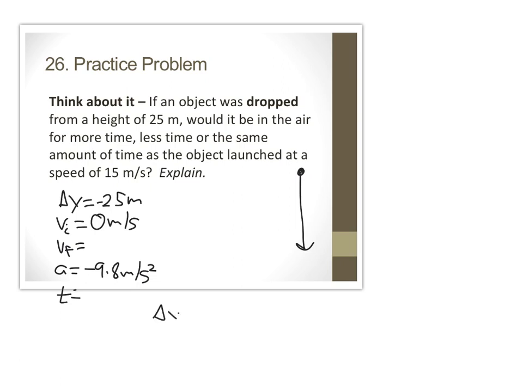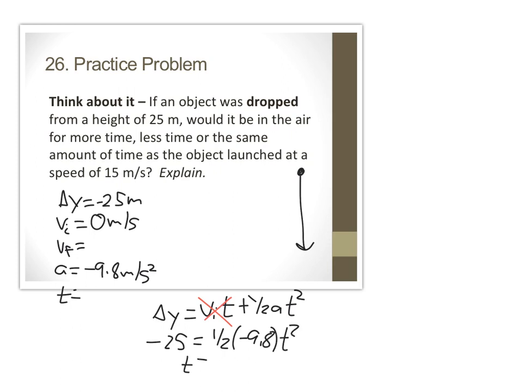We can use that delta y equation. I realize that before we would just call everything delta x. Since we're now doing projectiles and we are thinking about x and y, I'll call this delta y, even though we really could just call it delta x because there's only one direction here. So we go ahead and set up that delta x equation. Our initial velocity goes away, and we're left with negative 25 equals 1/2 times negative 9.8 times t squared. And we solve that, and we find that our time here is exactly the same as the object that was fired. So let's think about a conceptual explanation for why this is true.